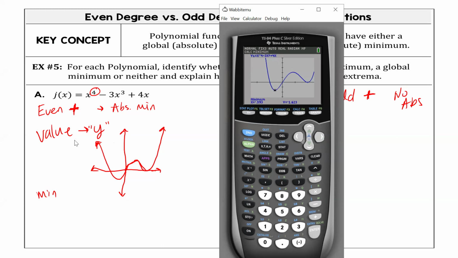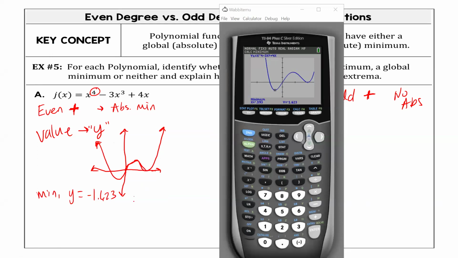We're looking for the minimum value. So what do I want you to tell me? The y. If I'm looking for the minimum value, so my first minimum is at y equals negative 1.623. The next thing that I want to find traveling along is going to be a what?